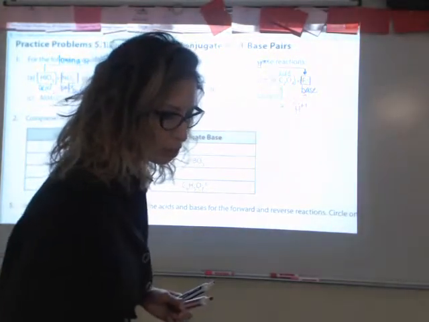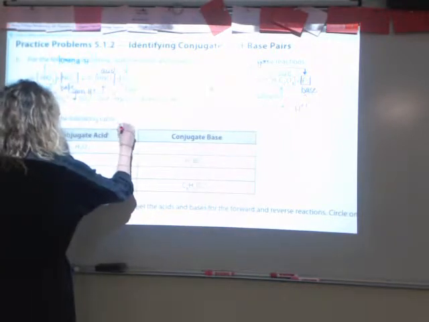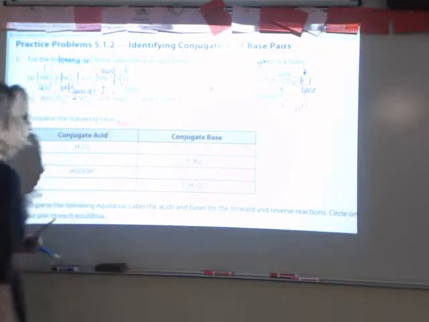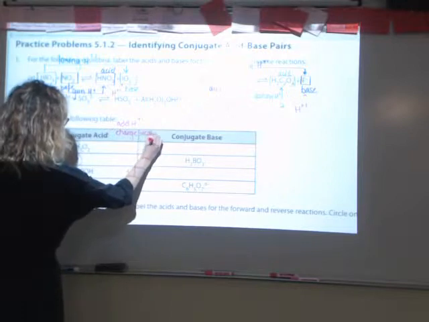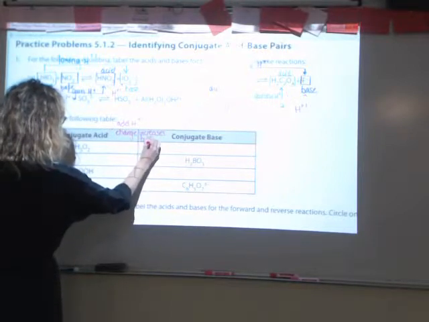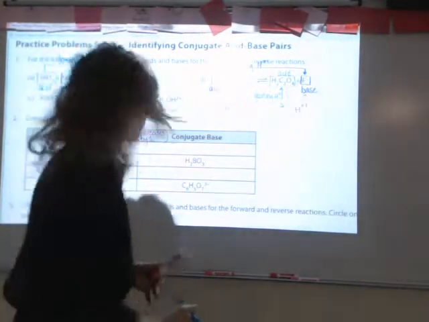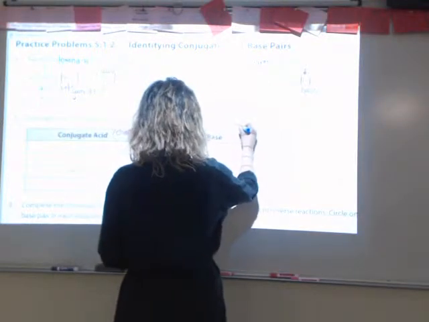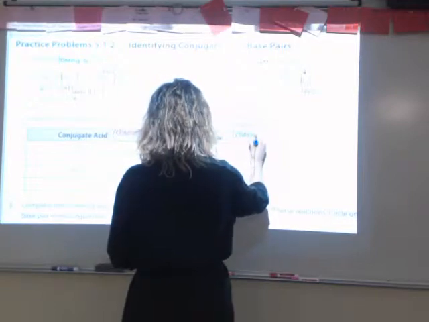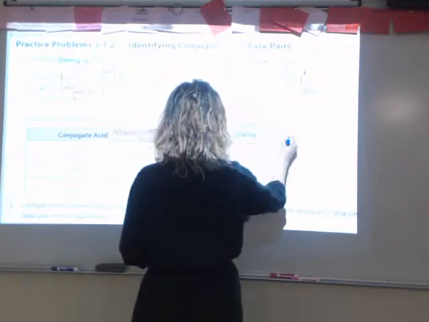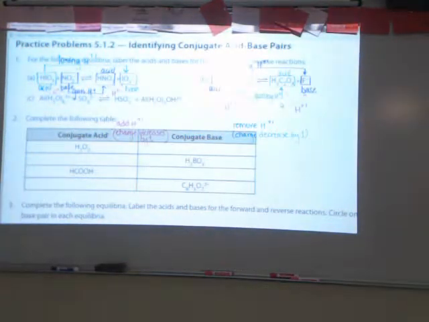Here we're going to be writing some conjugate acid base pairs, and if we're going to write the conjugate acid of something, we're going to add a hydrogen ion, and your charge will increase by 1. Okay. If I'm writing the conjugate base of something, I'm going to remove a hydrogen ion, and the charge is going to decrease by 1. Okay, I will do the first one with you.